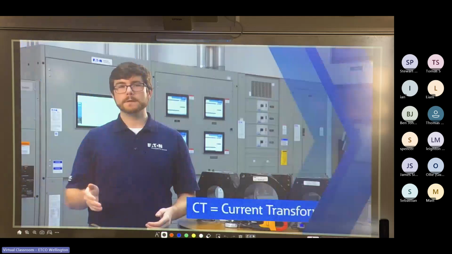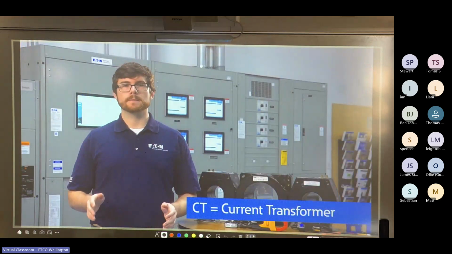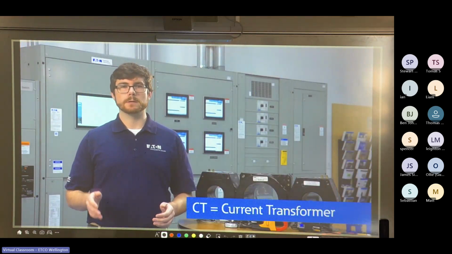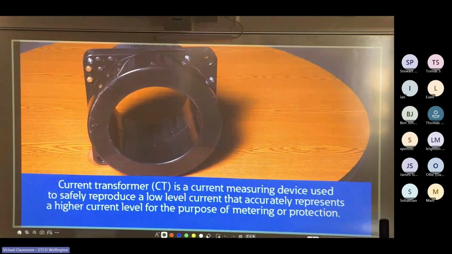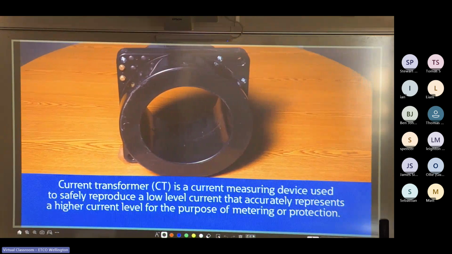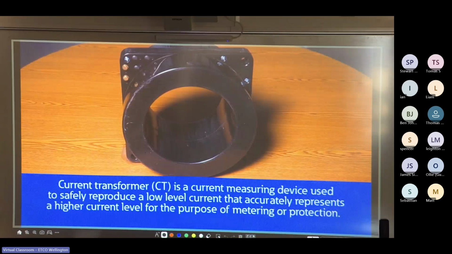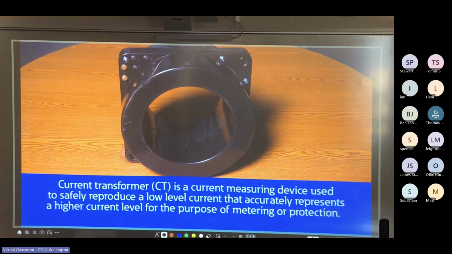Yeah. First, let's back up a little bit and define what a CT or current transformer is. A CT is a current measuring device that is used to safely reproduce a low-level current that accurately represents a higher current level for the purpose of metering and protection.